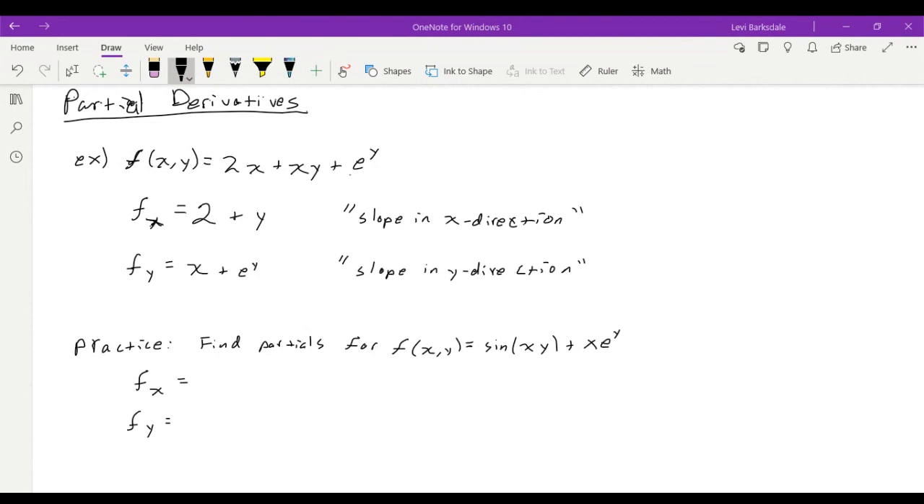How's it coming? Let's see, for the x derivative, you got y cosine of xy plus x e to the y. You also have a plus e to the y in there. All right, and cool.